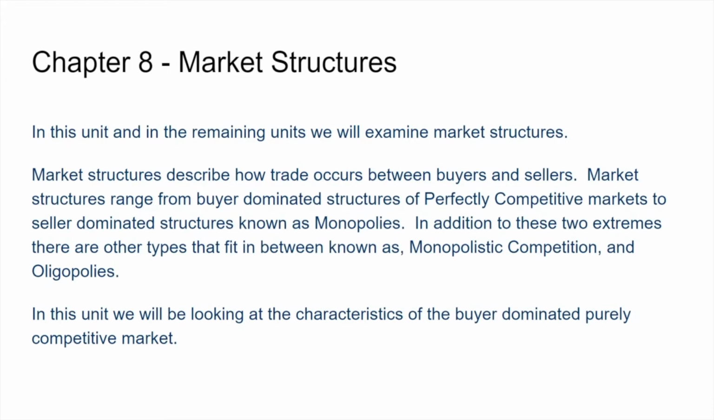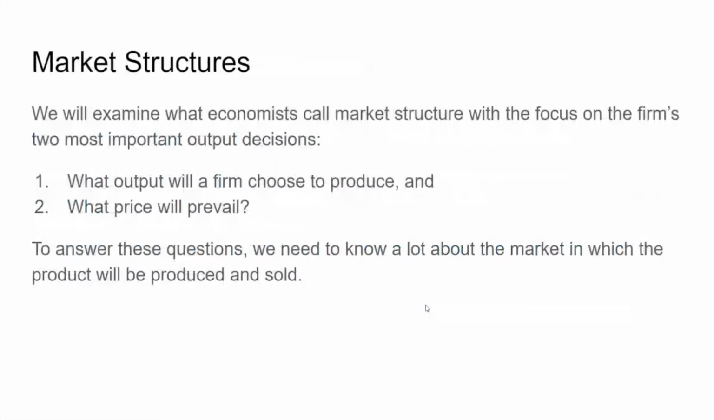But the reality is, as they say here, that the real world operates somewhere in between. So the two extremes are exactly that, and the real world fits somewhere between. And that includes monopolistic competition and oligopolies. So in this unit, we're looking at characteristics of the buyer-dominated, purely competitive market. So we're looking at, I'll call it, one side of the structure first.